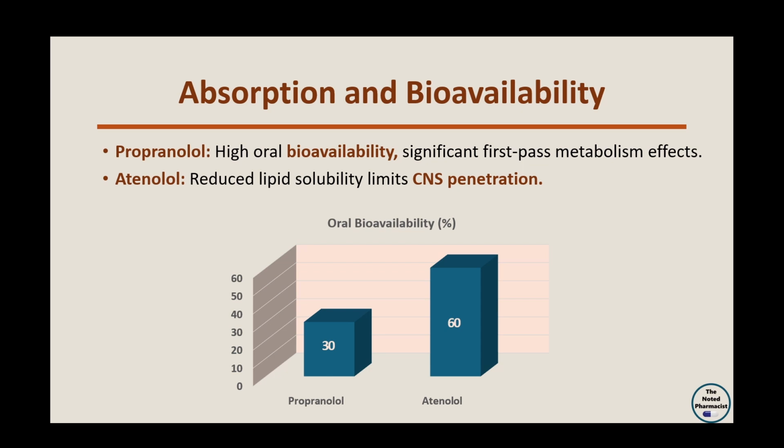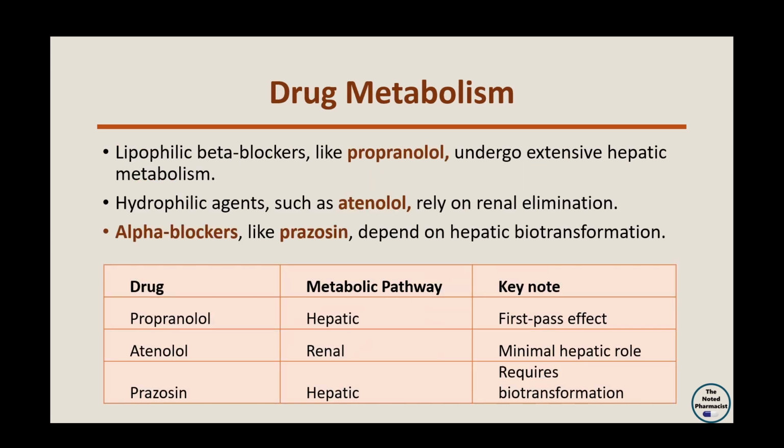Adrenoceptor blockers undergo diverse metabolic pathways, crucially influencing drug pharmacokinetics and efficacy. Lipophilic beta blockers like propranolol are metabolized hepatically, subject to first-pass effects, while hydrophilic agents like atenolol are excreted renally, minimizing hepatic involvement. Selective alpha blockers, such as prazosin, rely on hepatic biotransformation, underscoring metabolism's pivotal role in clinical decision-making.